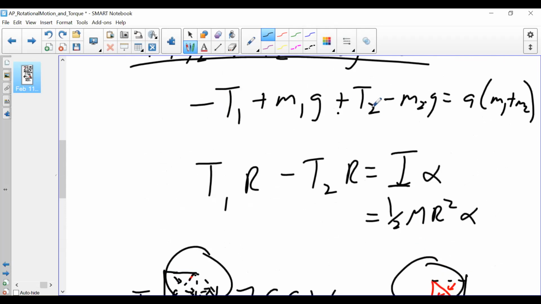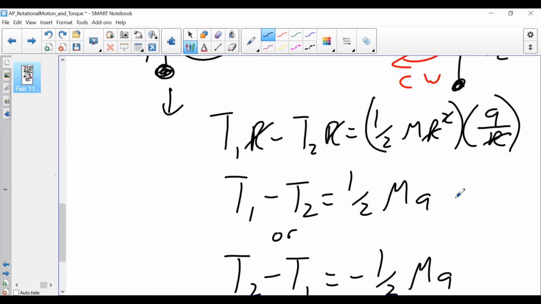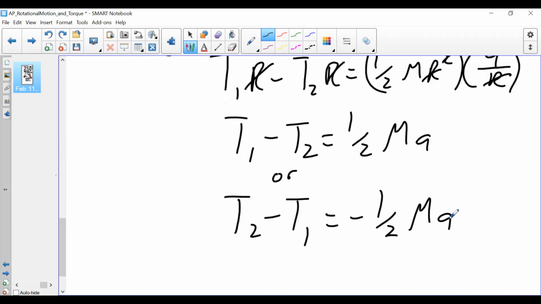So we don't have to deal with this because we have 3 unknowns. Now we have an expression for 2 of them. Find the one. Right? It's all going to be in terms of A.